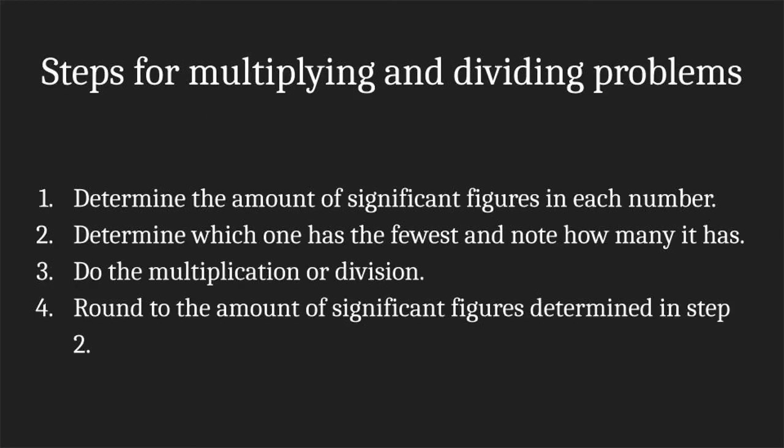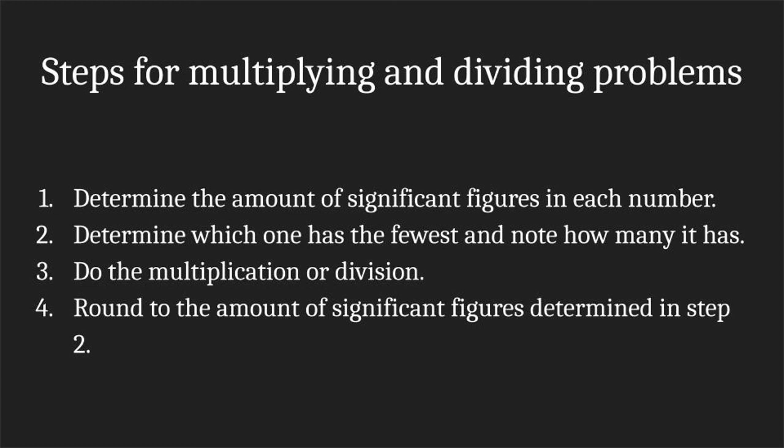So here are the steps to these problems. We determine the amount of sig figs in each number, and then we determine which one has the fewest and note how many sig figs that is. Then we're actually going to do the math, most likely in a calculator, and then we're going to round to the amount of significant figures we determined in step 2.